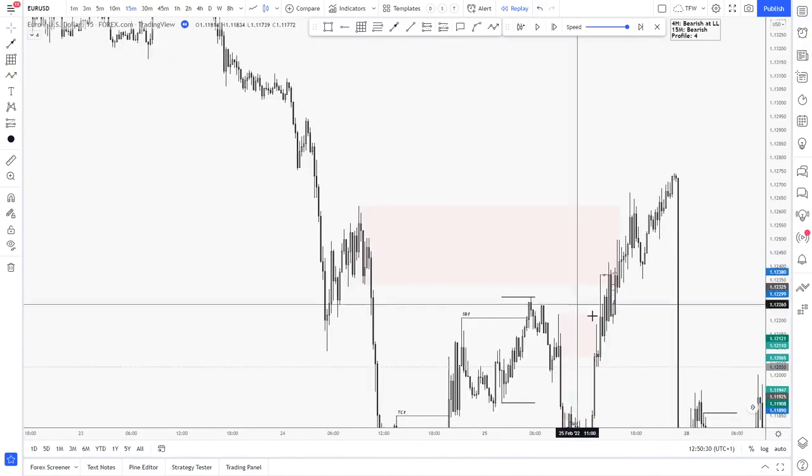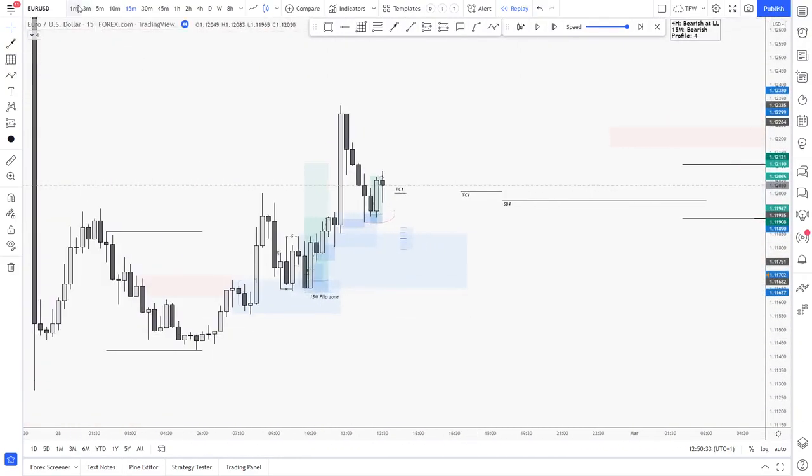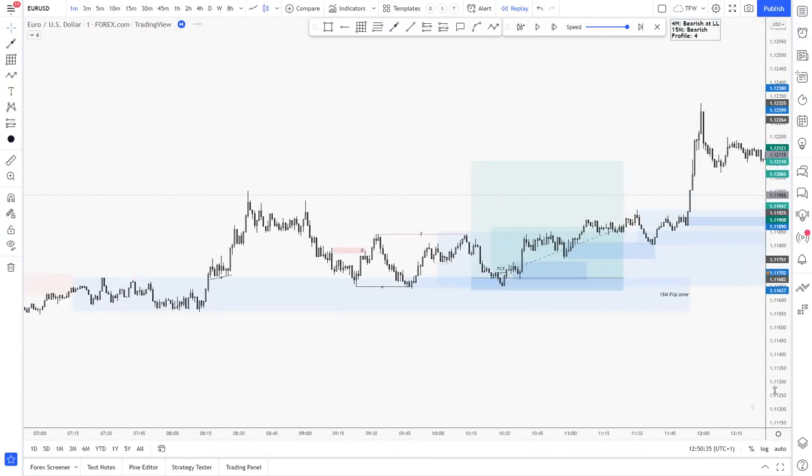Do I have any other examples? I think I skipped one right there. Yeah, we can jump on the 1 minute to see if we can actually see a flip on the one.